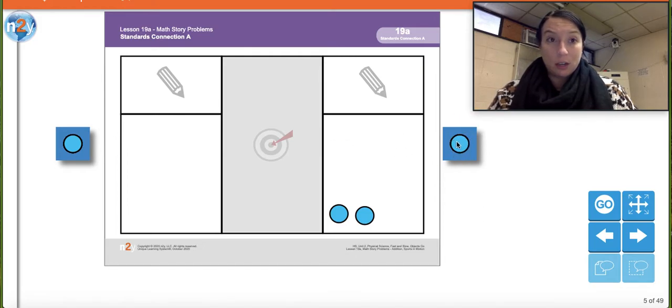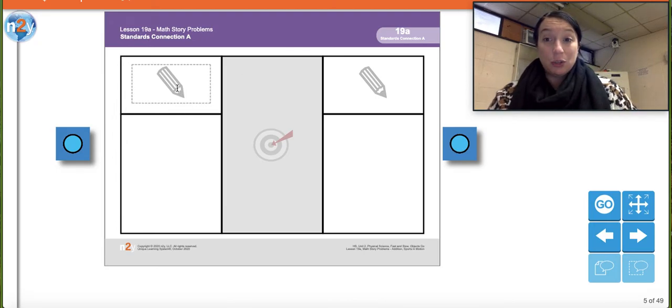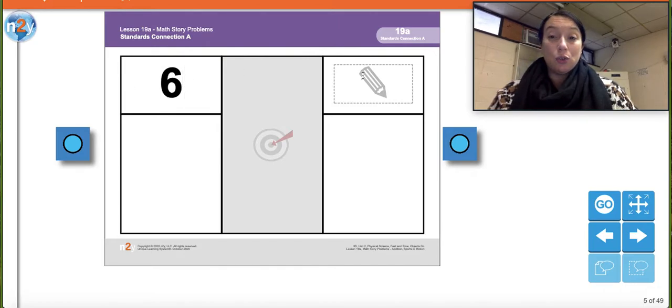All right, let's do another example. Let's get a little more now. Let's do 6, and let's do 2.